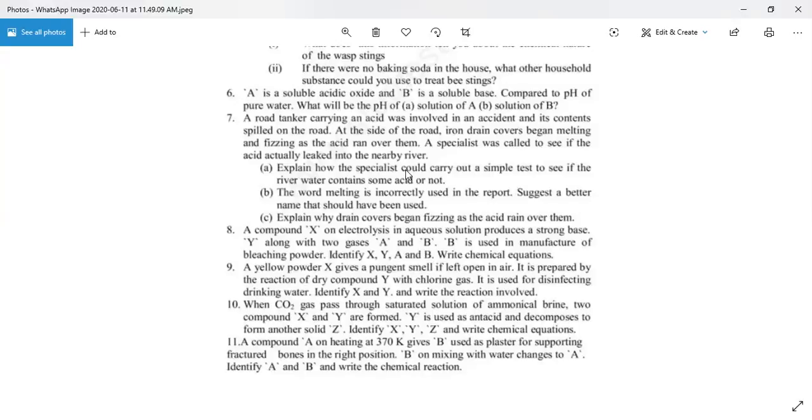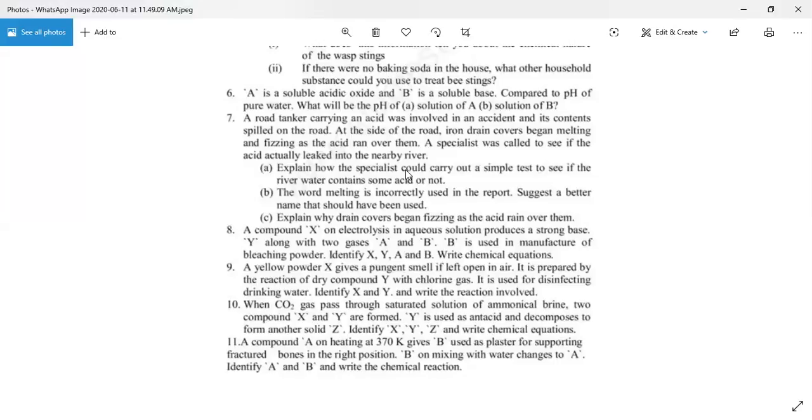Ma'am, is X bleaching powder? Yes, right. X is bleaching powder and Y is calcium hydroxide, slaked lime, Ca(OH)2. And the reaction? Ca(OH)2 plus Cl2 gives CaOCl2 plus water. Yes, right.